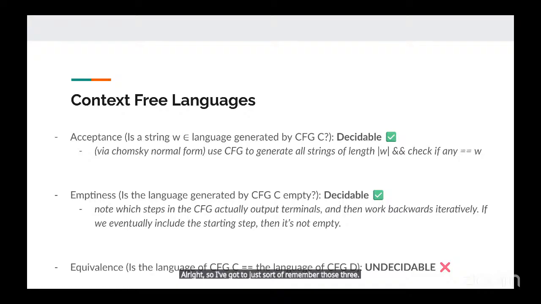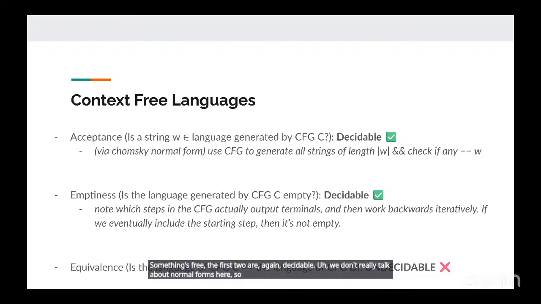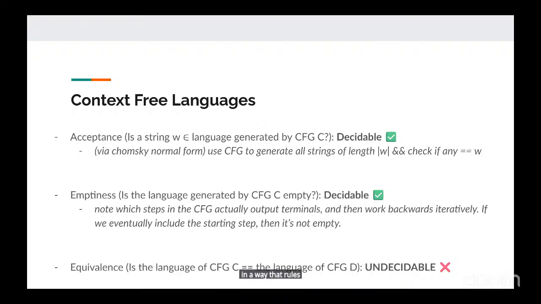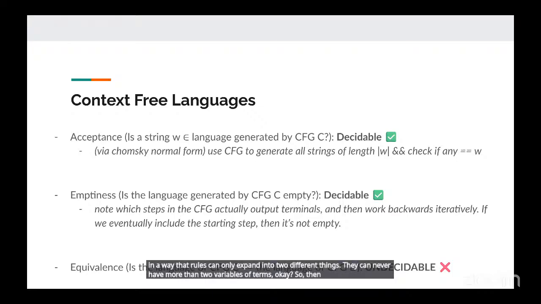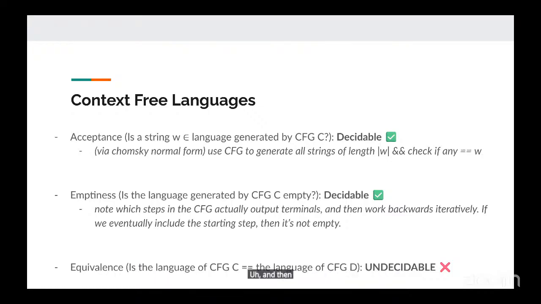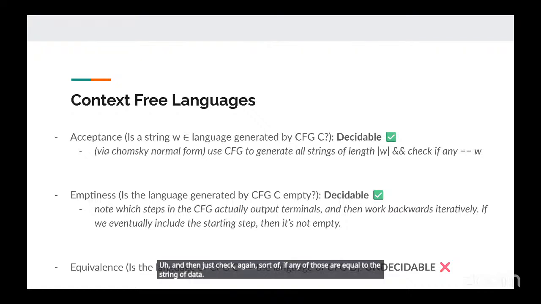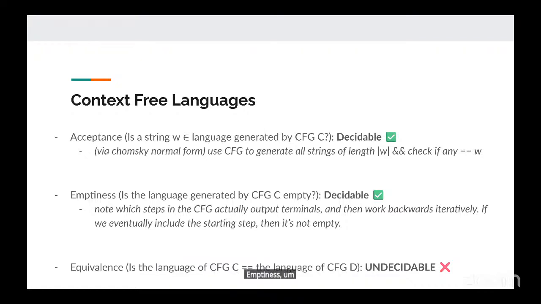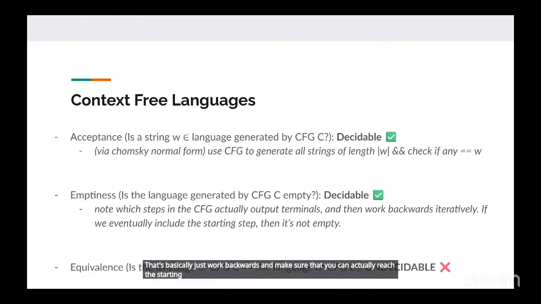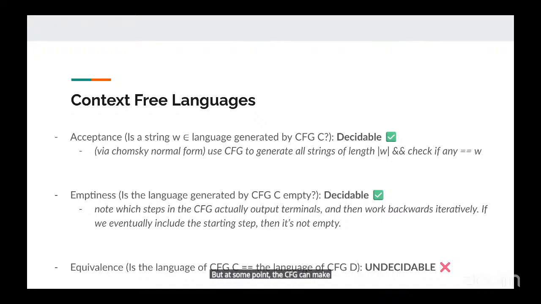For context-free languages, the first two are again decidable. We don't really talk about normal forms here, but Chomsky normal form is basically rewriting things so that rules can only expand into two different things. They can never have more than two variables or terminals. Then we can expand, make sure we've generated all the strings of a particular length, and check if any of them equal the string. Emptiness you can prove via CFGs. Basically, work backwards and make sure that you can reach the starting symbol from the terminals. If you can, by chaining backwards, then at some point the CFG can make a string that has a character in it.